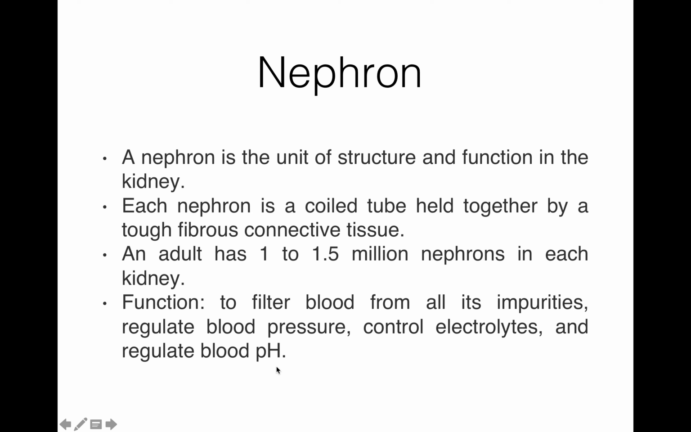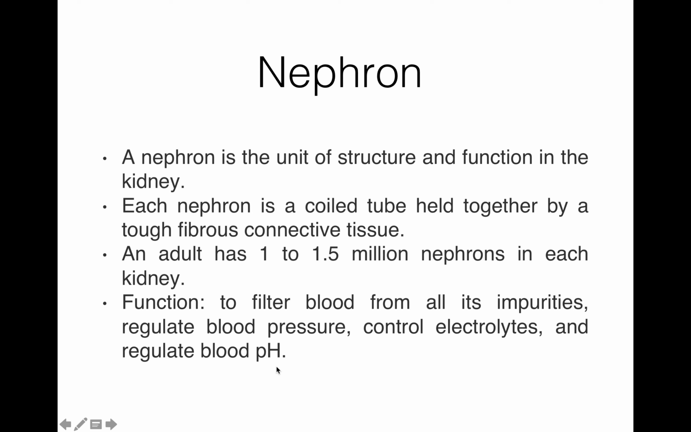What is a nephron? Nephron is also known as uriniferous tubule, and these are the functional unit of the kidney. In human beings, there are about 1 to 1.5 million nephrons in each kidney. And each nephron is a coiled tube which is held together by a tough fibrous connective tissue.